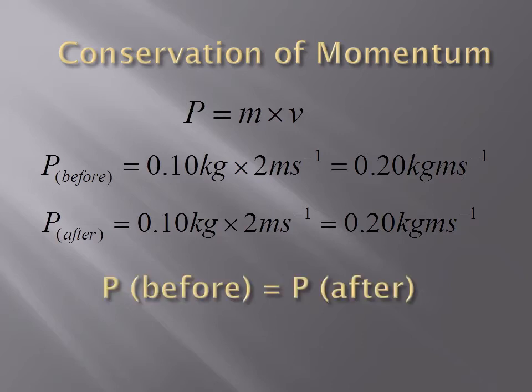And this shows us that the momentum before is the same as the momentum afterwards. In all collisions, anytime one object hits another, momentum is conserved. The momentum before is always the same as the momentum afterwards.